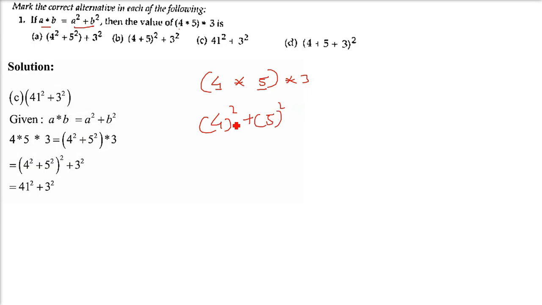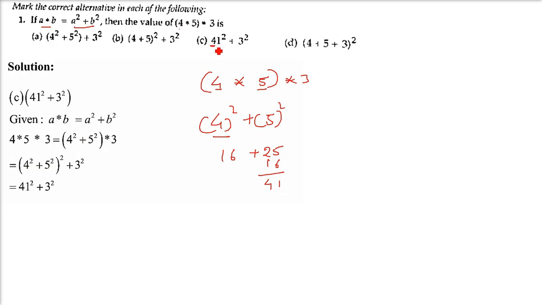First we'll do this. 4 4s are 16, and then we have 5 5s are 25. So 16 plus 25, that will be the first value. Then you have to operate this with the another value, which is 3. So 16 plus 25, that will be 41. So 25 plus 16 is 41.